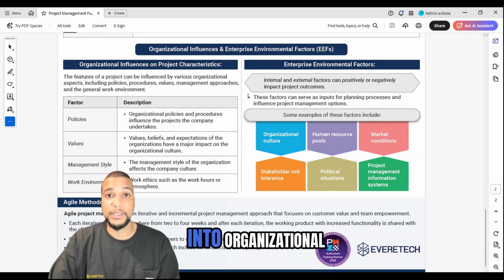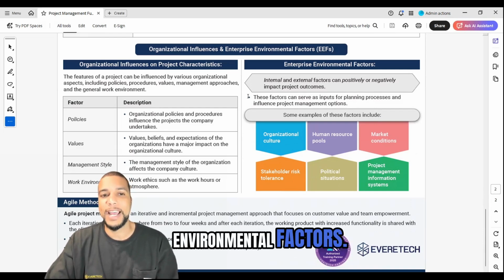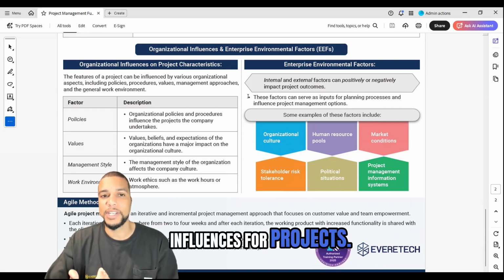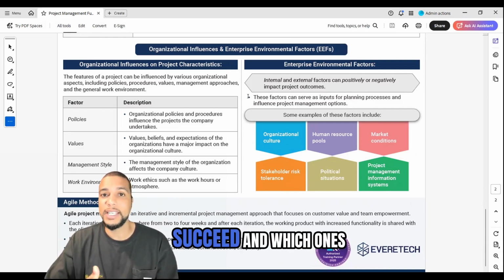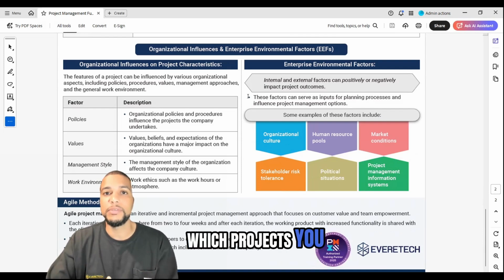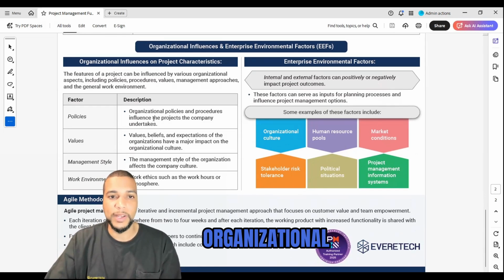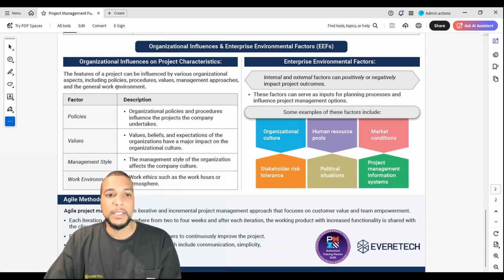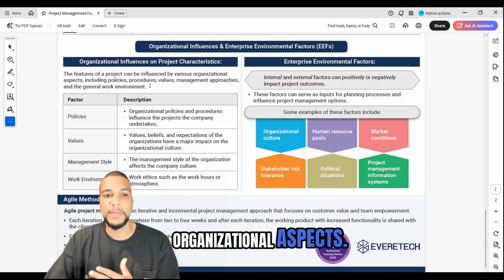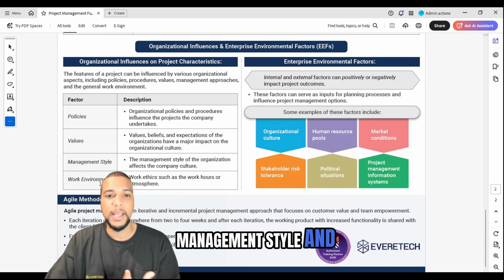We're also going to get into organizational influences and environmental factors. These are two huge influences for projects and which projects actually succeed and which ones may fail within an organization, and also which projects you select to undertake. We'll first talk about organizational influences. The features of a project can be influenced by various organizational aspects. We'll talk about policies, values, management style, and work environment.